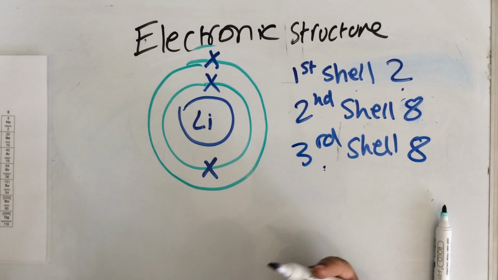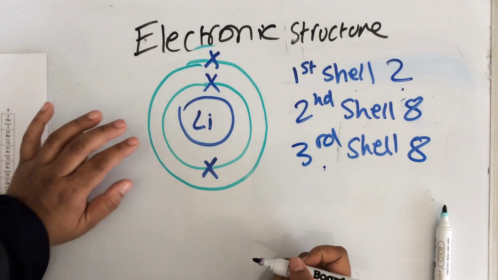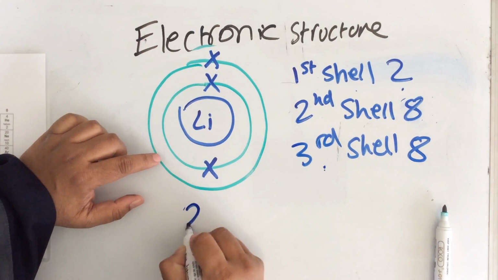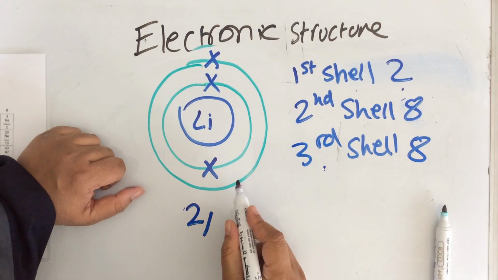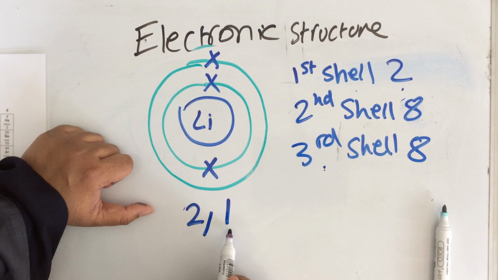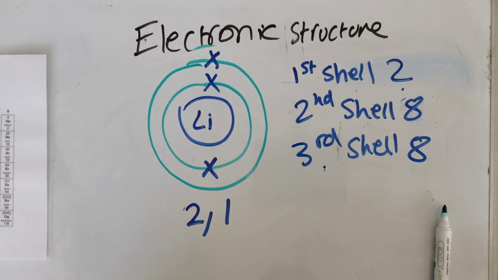Now you'll hear the word electronic configuration. The electronic configuration for lithium is, on the first shell there are 2, and on the second shell there is 1. The configuration tells you the number of shells it has and the number of electrons in each shell. So on the first shell you've got 2, second shell you've got 1. I'm going to do another one.